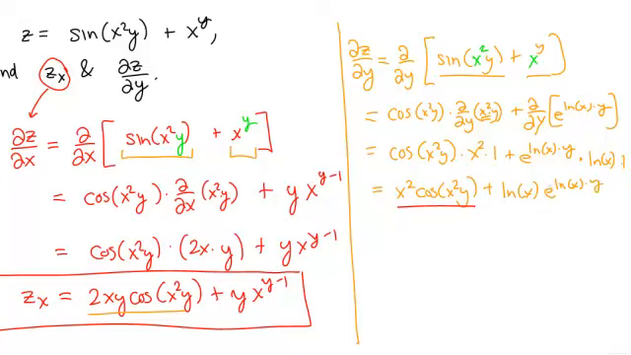But of course, we can unprep this expression and rewrite this as x squared times the cosine of x squared y plus ln of x times x to the y. And that will be del z del y.